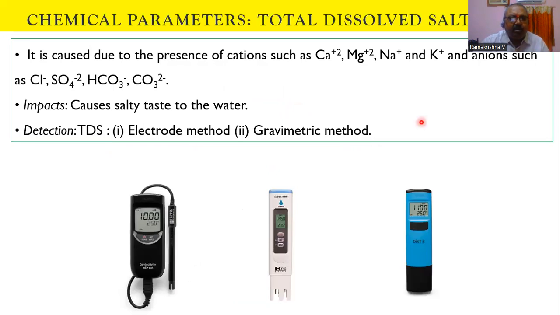And the total dissolved salts, so a number of salts are present in the wastewater: calcium, magnesium, sodium, potassium, chlorides, sulfates, bicarbonates, and carbonates. It will give a salty taste to the wastewater or raw water. So we have the electrode method or gravimetric method. Nowadays gravimetric methods are not regularly used because of the availability of more sophisticated electrodes. So we have portable meters as well as laboratory-used electrode method.